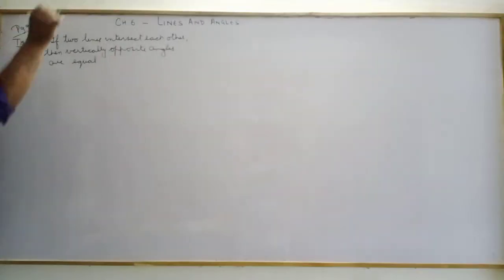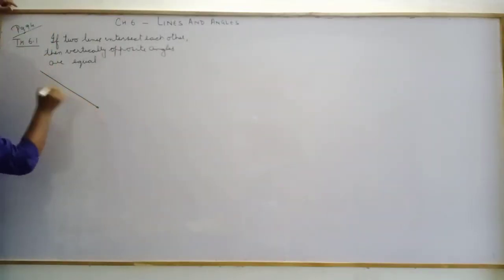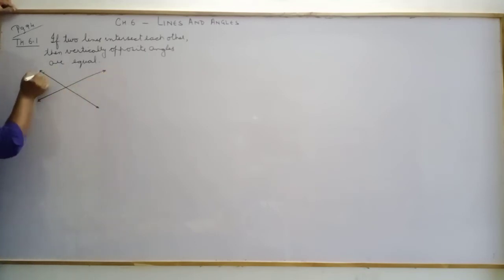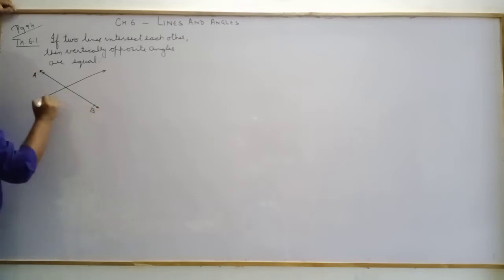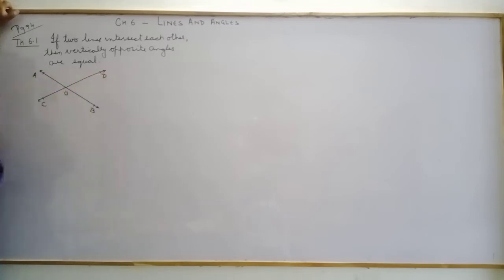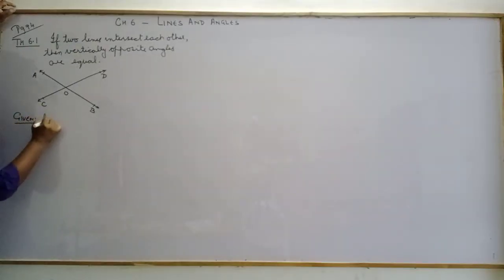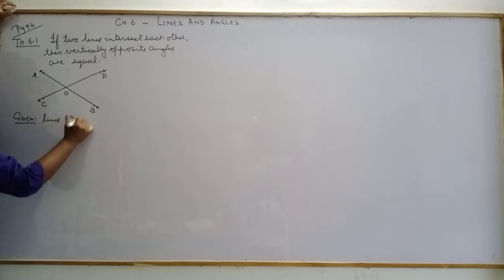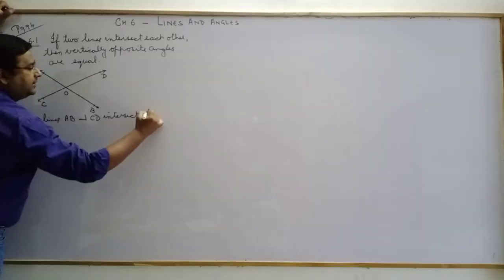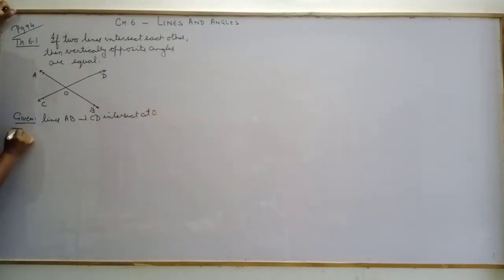Say this is one line and this is another line. AB is a line segment and the second line is CD, and both of them are intersecting at a point O. Can you see that? So what is given to us? We are given lines AB and CD intersect at O. What we have to prove? That the vertically opposite angles formed are equal.